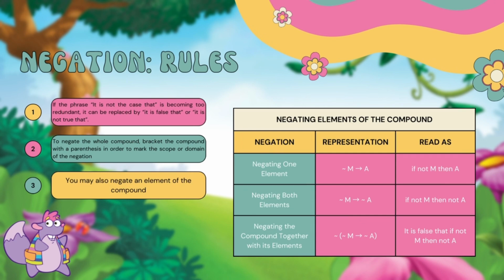In order to negate one element, you remove the parenthesis and put the tilde symbol on the element you're negating, like this. This is read as, if not M, then A. In addition, if you wish to negate both elements, you remove the parenthesis then put the tilde symbol to both elements like this. This is read as, if not M, then not A. Lastly, in order to negate the compound together with its elements, you have to bring back the parenthesis, put the tilde symbol on both elements inside and outside the parenthesis, like this. This is read as, it is false that if not M, then not A.